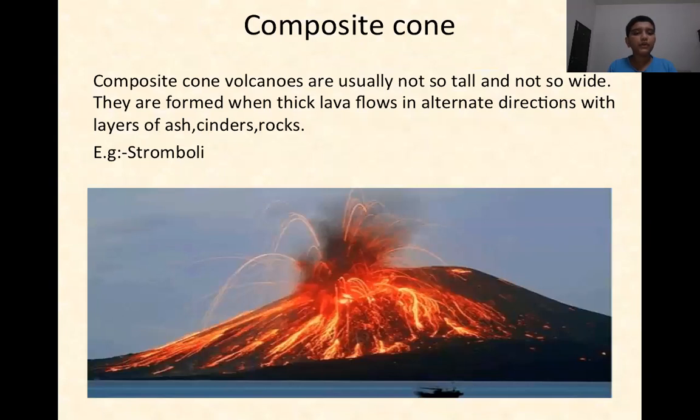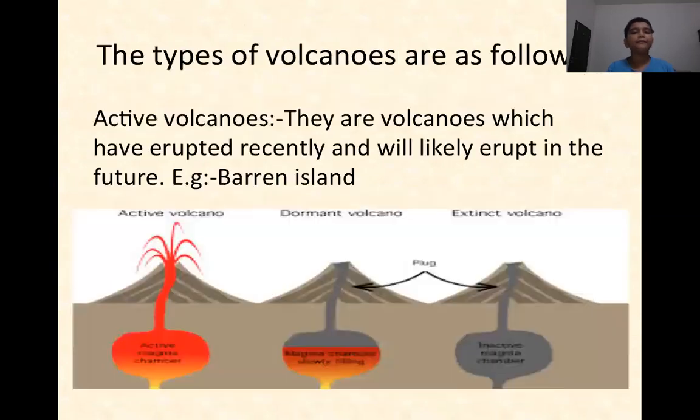Composite cone volcanoes. Composite cone volcanoes are usually not so tall and not so wide. They are formed when thick lava flows in alternate directions with layers of ash, cinders, and rocks. Example, Mount Stromboli in Italy.